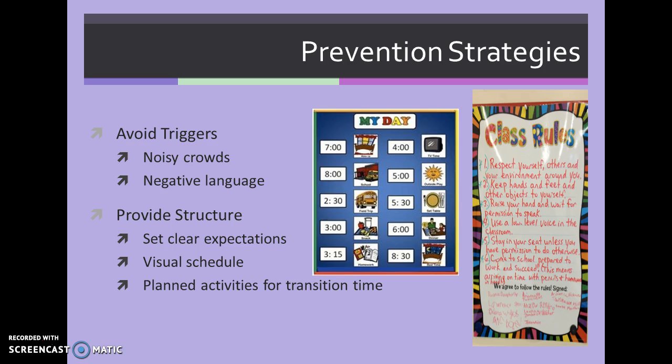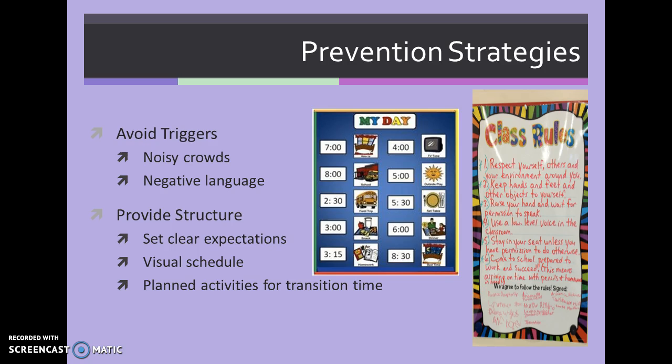You also want to provide structure in your classroom. So you want to set clear expectations in the beginning of the school year. You can do this with all students and have them sign it as well, so they know what they're expected to do. Then you'll want to have a visual schedule in your classroom. This will help all students know what's happening next, and that way they don't have to call out to ask when they're going to lunch or when they're going to have math time.